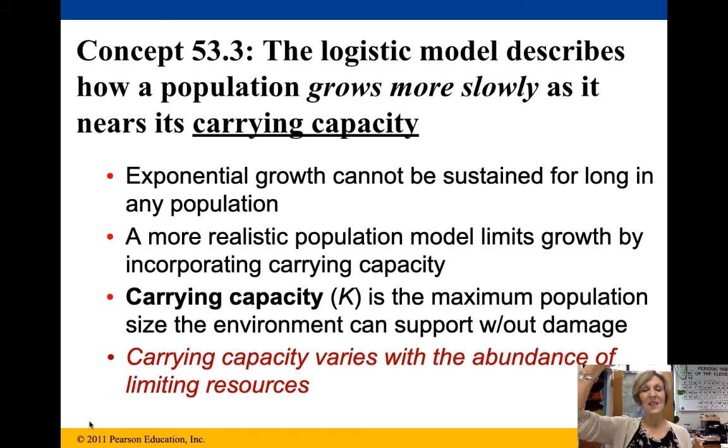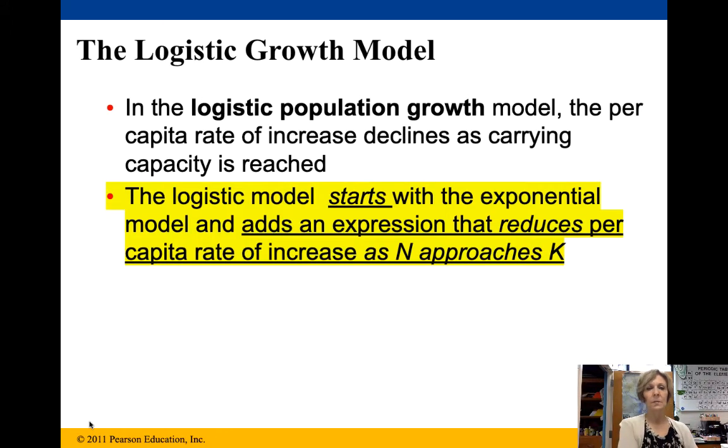And we have a limit to the population growth, and that's what we call the carrying capacity, and that always uses the letter K. And that is the maximum population size that an environment can withstand without the environment being damaged, right? So if you go over K, if your population exceeds the carrying capacity, you can degrade the environment. And so the carrying capacity is going to vary with the abundance of the limiting resources for that population.